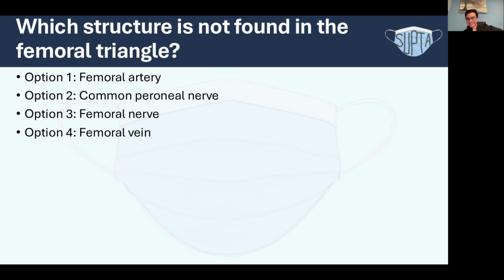Okay, very good. Yeah, so the structure that is not found in the femoral triangle is the common peroneal nerve. So the common peroneal nerve, it's a branch of the sciatic nerve, and it's located in the posterior thigh and the lower leg. So it's kind of the opposite side. Obviously, now we're talking about the anterior side because that's where the femoral artery goes. The common peroneal nerve is completely different. And we're going to see now what's actually included in the femoral triangle.